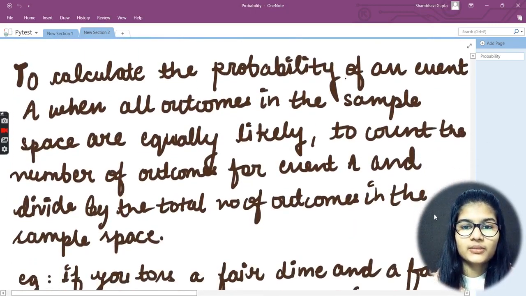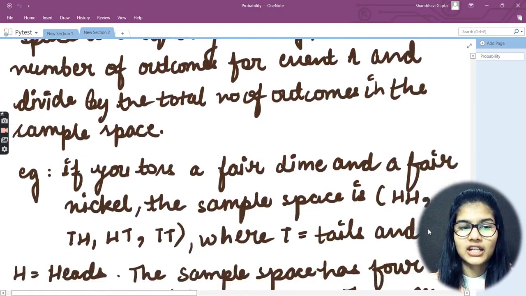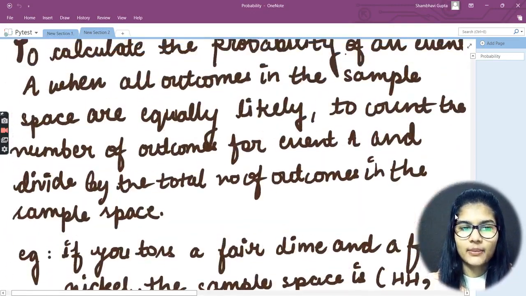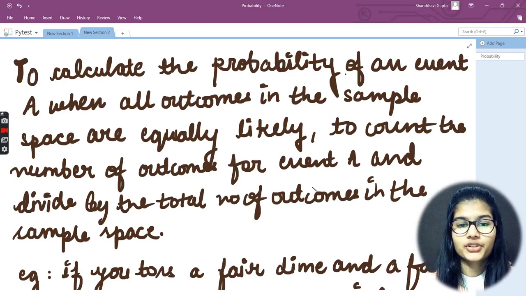To calculate the probability of an event A when all outcomes in the sample space are equally likely, count the number of outcomes for event A and divide by the total number of outcomes in the respective sample space. For that, we took an example of how to compute the probability of an event when the outcomes in the sample space are equally likely. I hope this is clear, that was a quick, very easy problem.